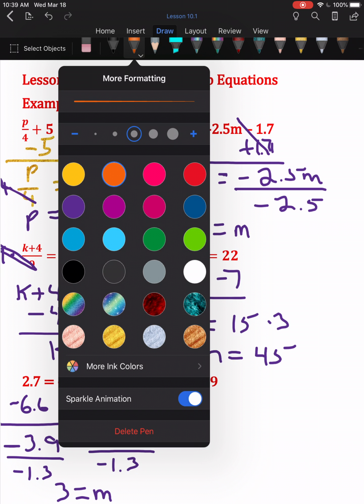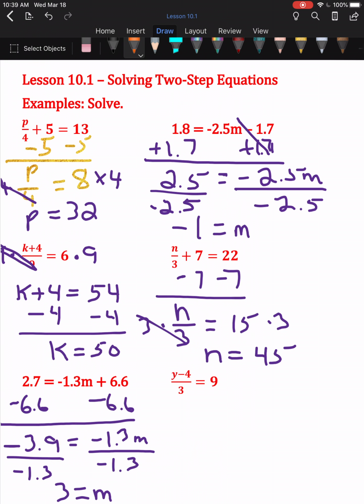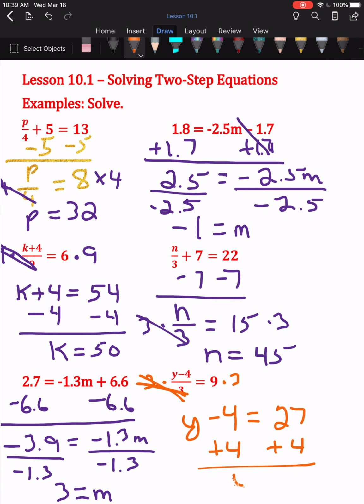And the last example here is another one of those goofy guys where we have to start by getting rid of the fraction. So I will multiply both sides by 3. Those bits cancel, leaving me with y minus 4 equals 27. I will add 4 to both sides, and y is equal to 31.